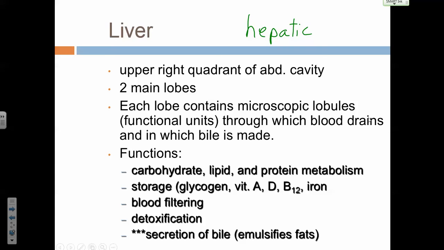It filters your blood of foreign things. It removes toxins from your blood. And it produces bile. All right, and so I've said a lot of that right here. Okay, the functions of the liver.